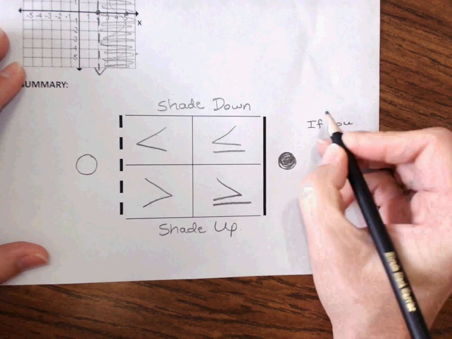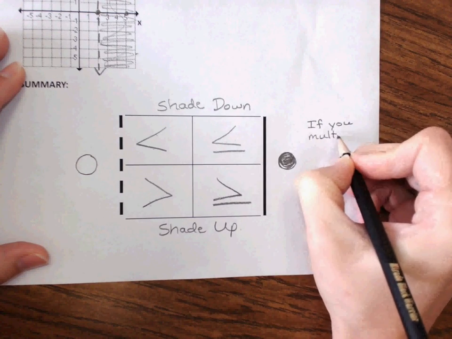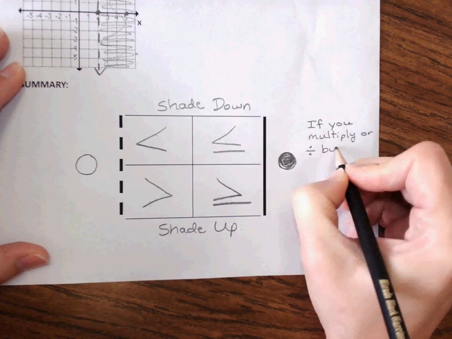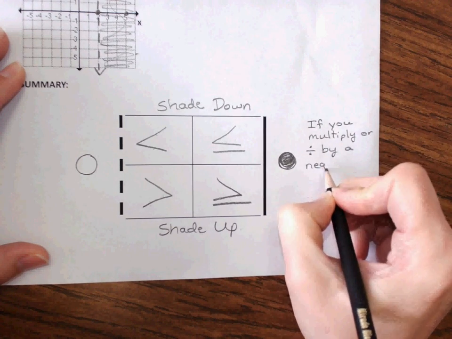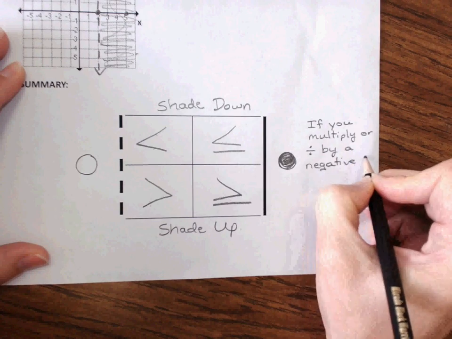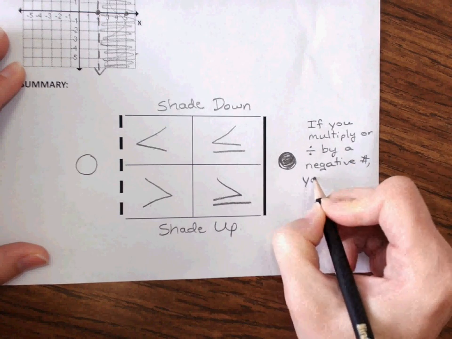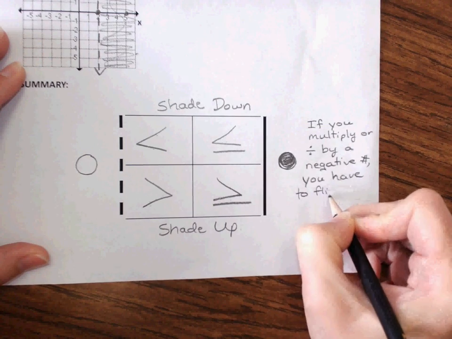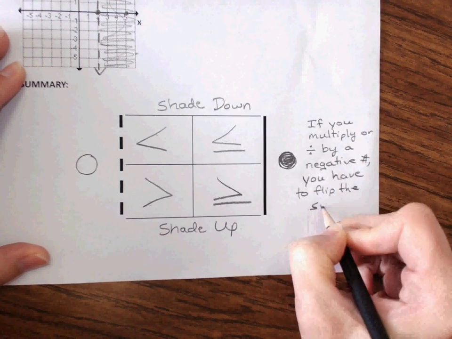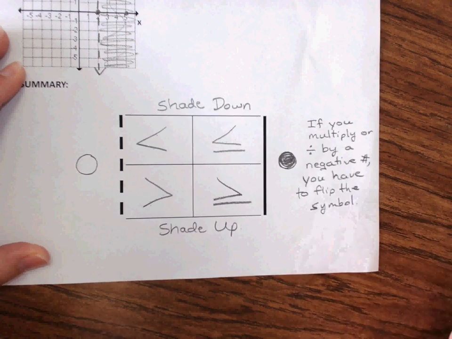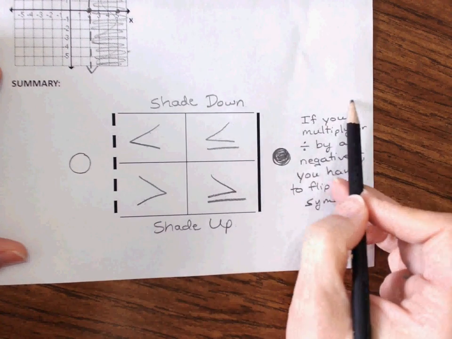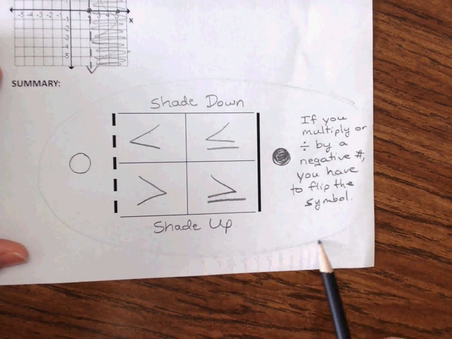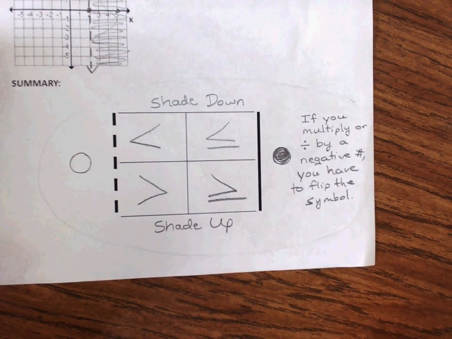If you multiply or divide by a negative number, you have to flip the symbol. Okay? So this part down here, this summary, this is pretty much everything you need to know about solving and graphing inequalities.